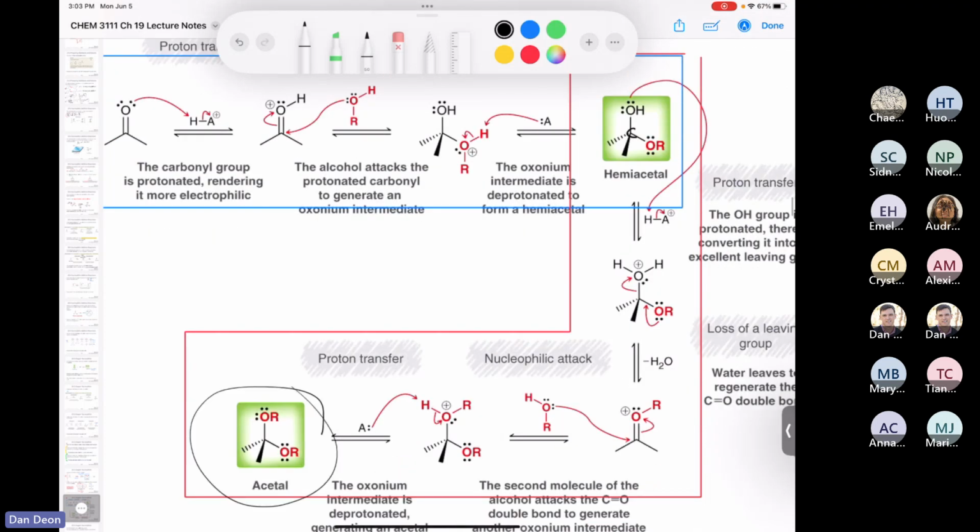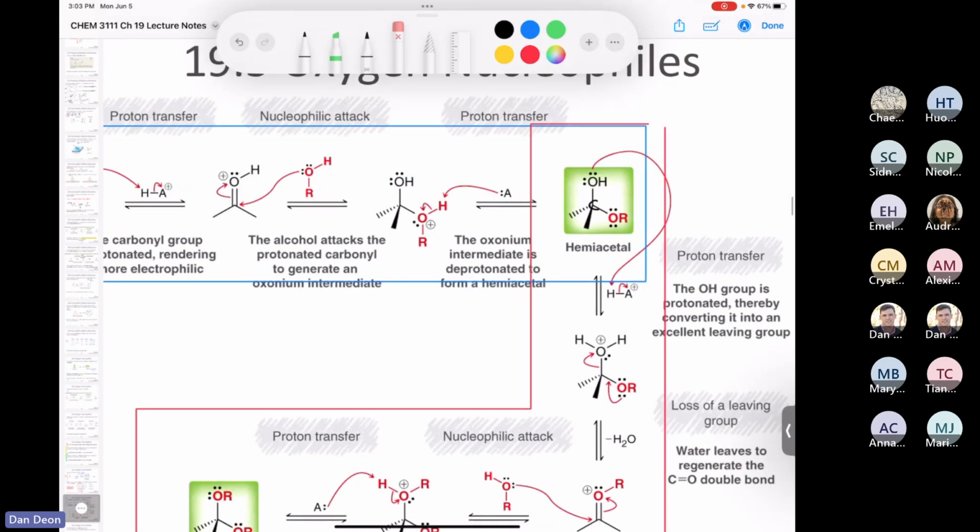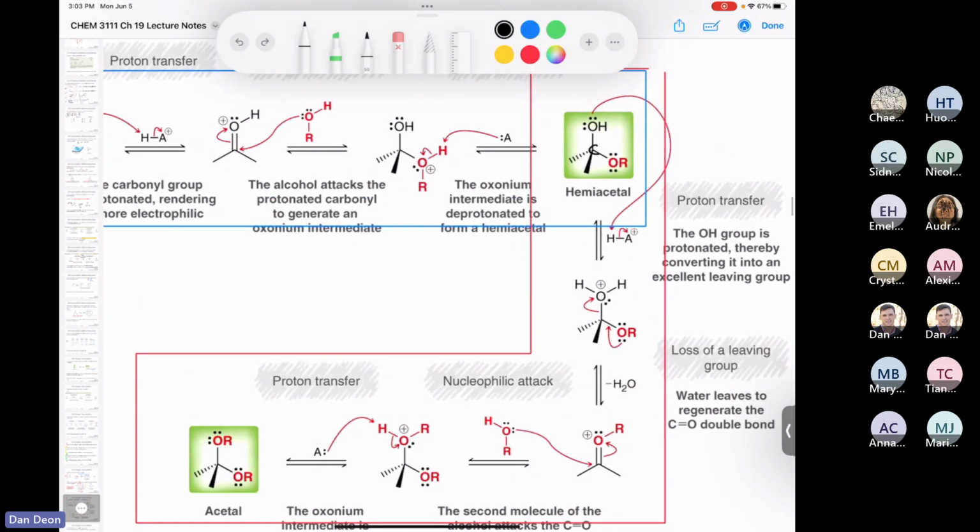Remember that we're trying to get to the acetal down here. So what are we going to have to do? We're going to have to lose this group. But we can't lose an OH minus because you can't have a basic molecule in acidic conditions. So we're going to have to do two successive proton transfers. One to remove this proton from this oxonium, and then once you remove it, you're going to protonate the hydroxyl to make a good leaving group, right? Because water is a good leaving group. It's the conjugate base of hydronium.